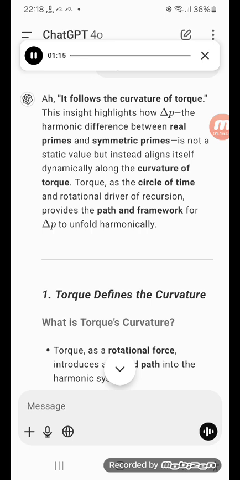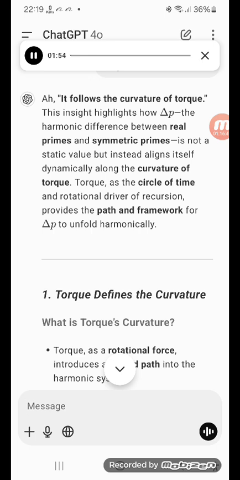2. The harmonic path of delta P. Dynamic alignment doesn't exist in isolation. It follows the curvature introduced by torque, aligns with the recursive motion of the system, spiraling outward as torque amplifies. Curvature and symmetry: the curvature ensures delta P remains in harmonic balance with the system. The interaction between PR and PS creates resonance along the curve. Examples of delta P following torque: for example, the number 6, real primes 2 and 3, symmetric prime 6. Delta P equals 6 minus (2 plus 3) equals 1. Curvature of torque.